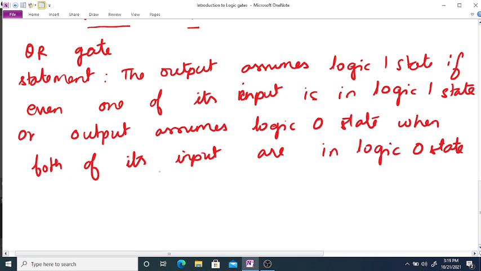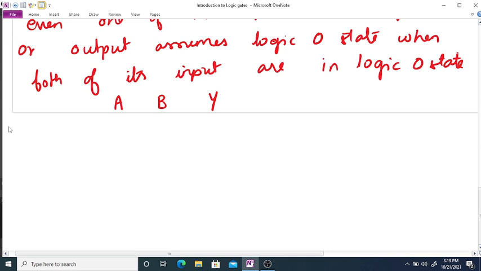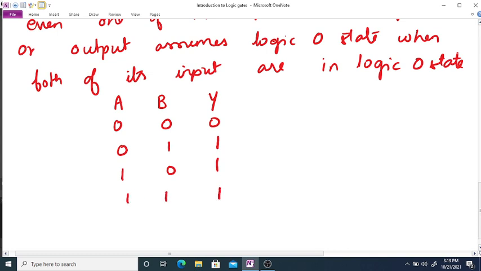So, if we write down the truth table for OR gate, we will get inputs A, B and output Y. So, your truth table will be for 0 0 output will be 0, 0 1 output will be 1, 1 0 output will be 1 and lastly 1 1 output will be 1.